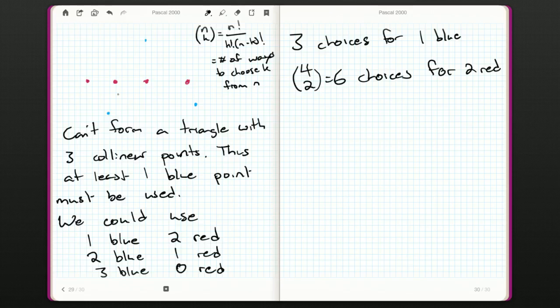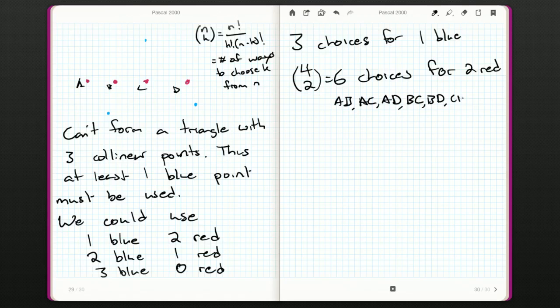And if you had a problem with that, I suppose you could always just label these points A, B, C, D, and write out all the possibilities. There's going to be 6. You could choose A and B, A and C, A and D, B and C, B and D, or C and D. And we have 3 choices for the blue, which we'll, I guess, label X, Y, and Z. Okay, so that means that we have 3 times 6 equals 18 possible 1 blue, 2 red triangles.